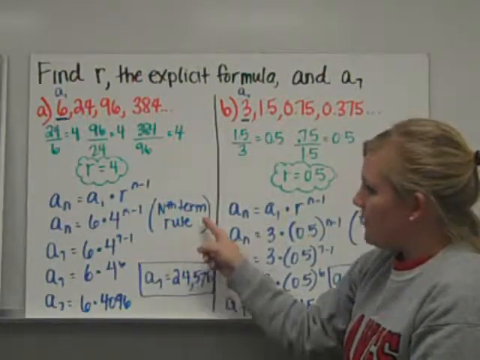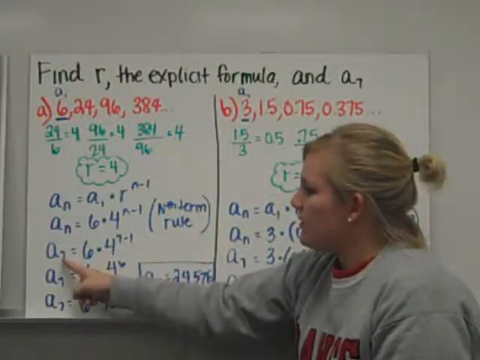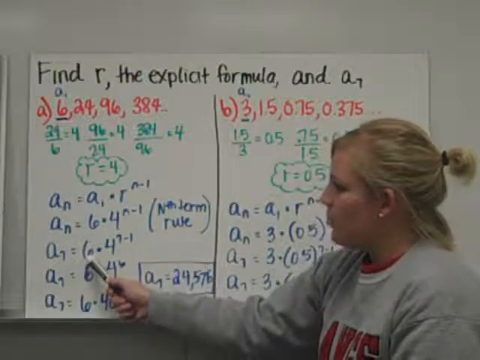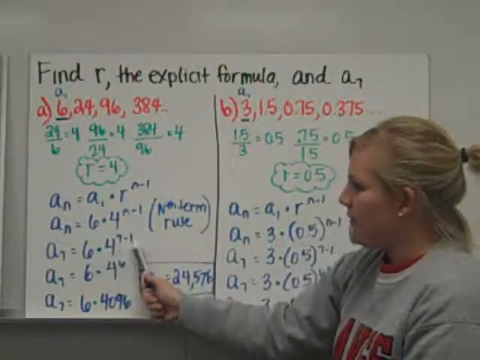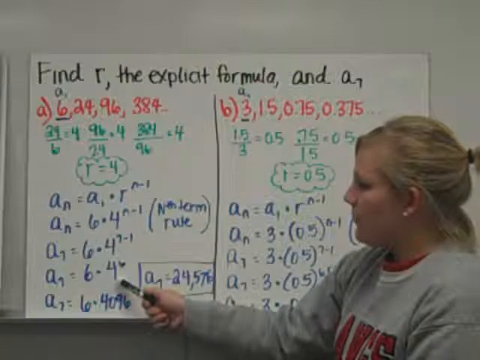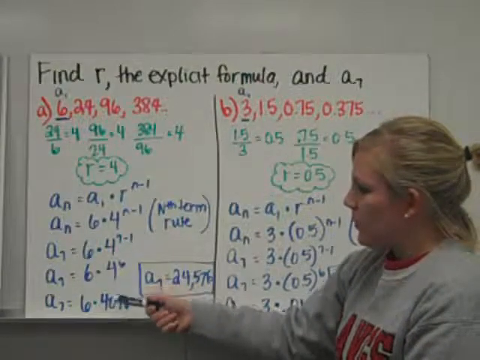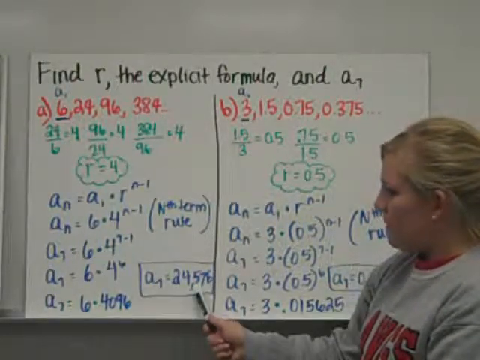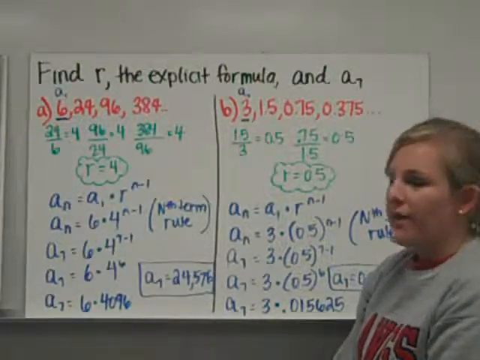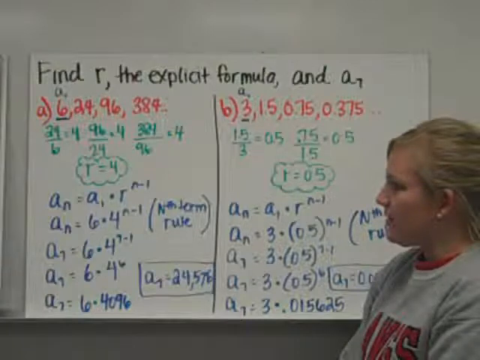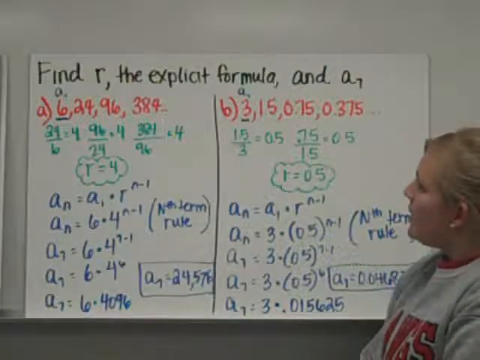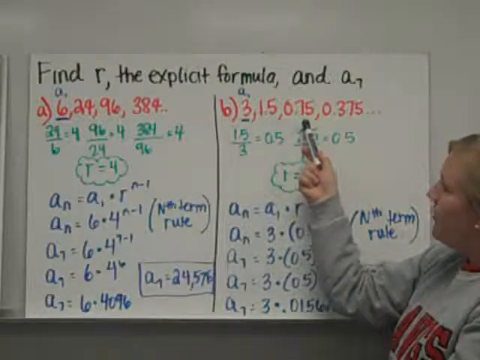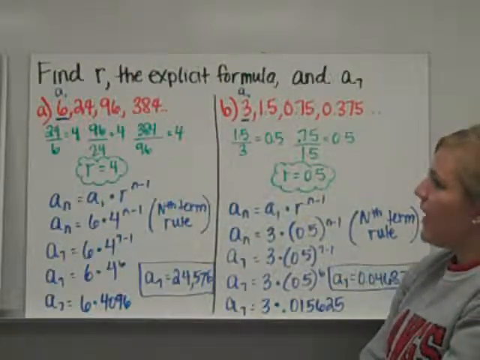So I'm now going to take my nth term rule and I'm going to plug in a 7 in place of n. The 7th term is equal to 6 times 4 to the 7th minus 1. This gives me 4 to the 6th power, which is equal to 4,096. So the 7th term in this sequence would be 24,576.